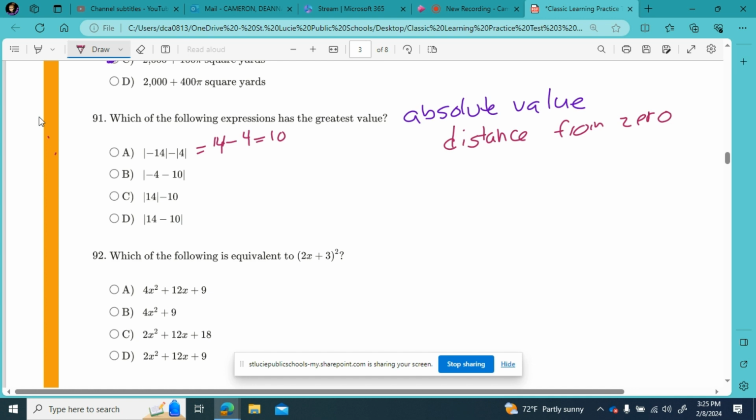So that one's 10. Part B, negative 14 minus 10 would be the absolute value of negative 14, which would be positive 14. C would just be 14 minus 10. And D, again, 14 minus 10, the greatest value would be at B. And I'm going to go ahead and see real quick how much time I have. 3 minutes.